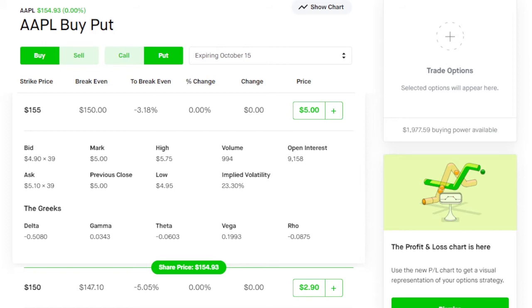This is where situations like a gamma squeeze can take place, a concept that I'll be covering in a future video. For today, we're just going to stick with the basics here.